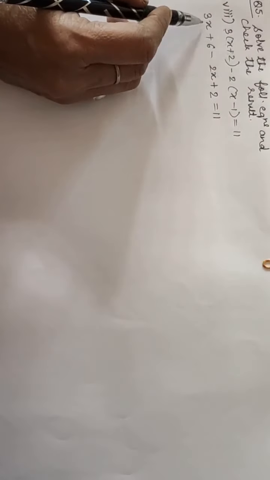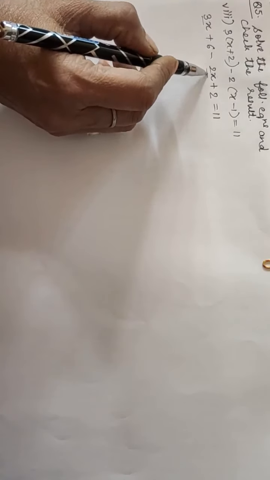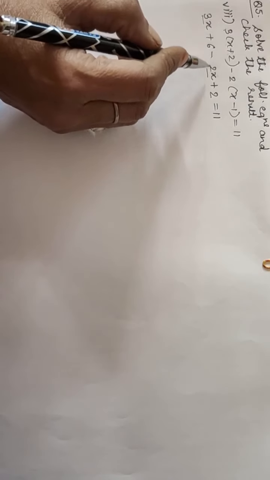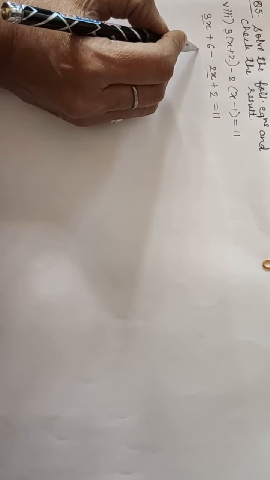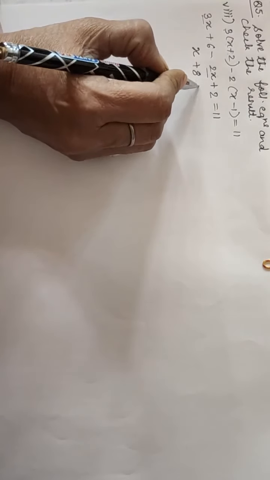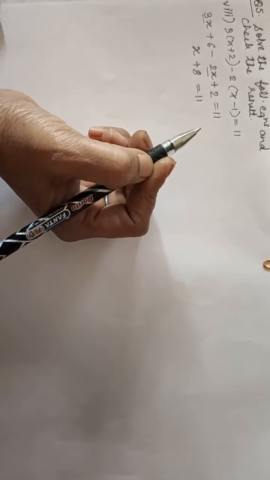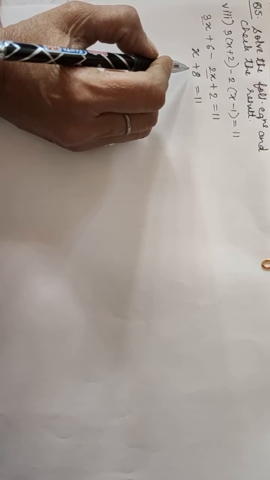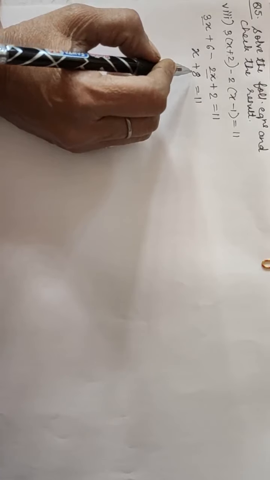First let's check what we can simplify. As you can see here, 3x and minus 2x are like terms, so you can simplify. So 3x minus 2x is equal to x. 6 plus 2 is equal to 8, is equal to 11. Now with x there is plus 8, so what we write, subtracting 8 from both sides. Let's write that.